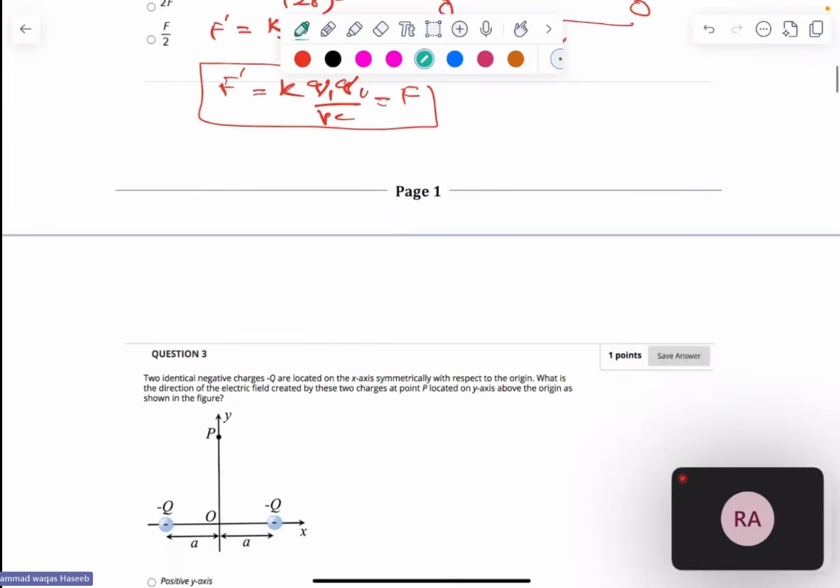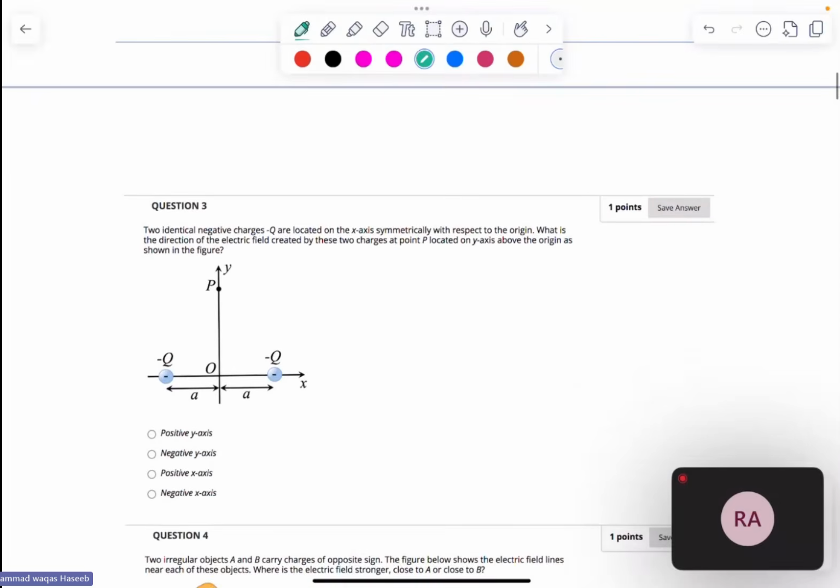Okay. Next question. Two identical negative charges are located on the axis symmetrically with respect to the origin. What is the direction of the electric field created by these two charges at point P? Y axis above the origin.